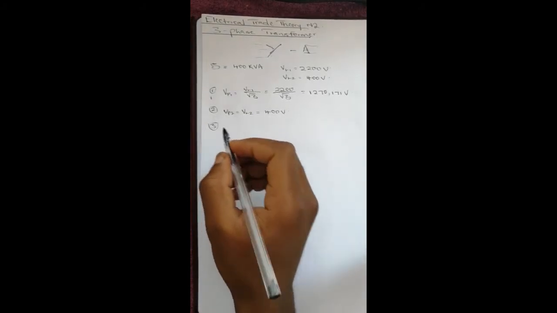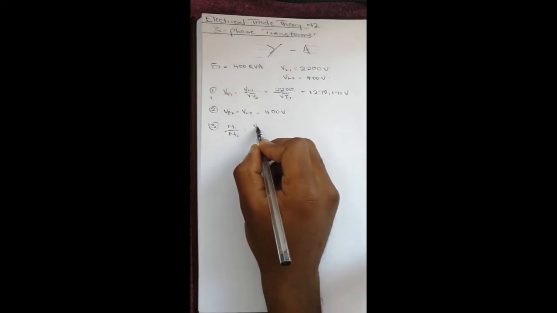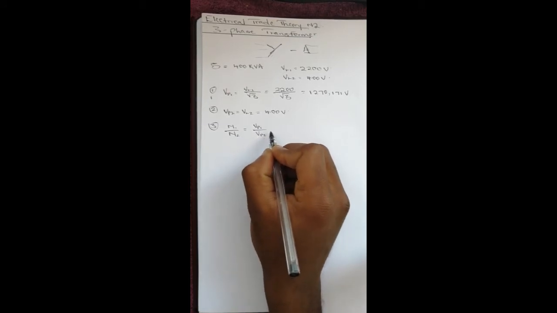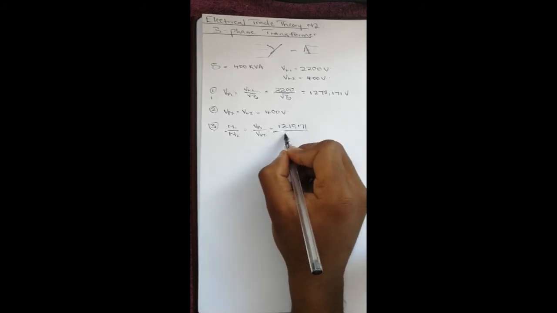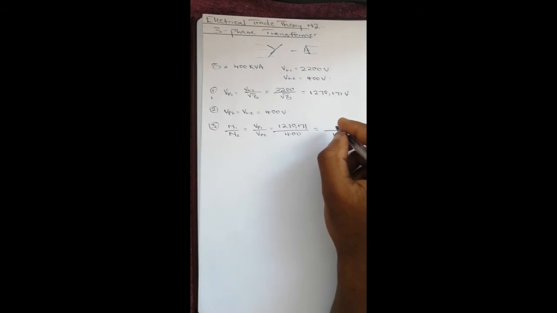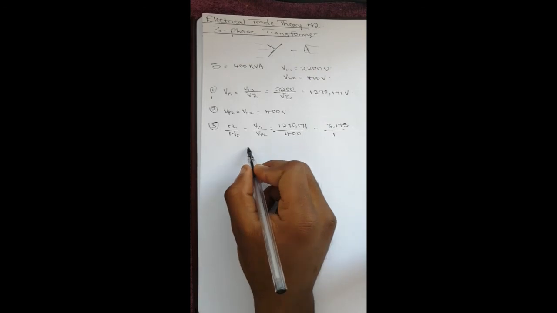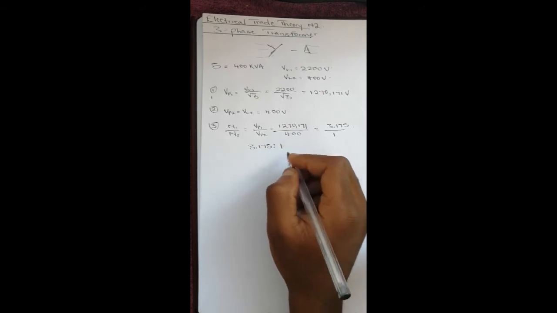Number 3 says the turns ratio N1 over N2 equals VP1 over VP2, which is 1270.171 all over 400. Divide this by the smallest, 400. 400 into 400 is 1, then 1270.171 divided by 400 is 3.175. So our ratio is 3.175 is to 1.